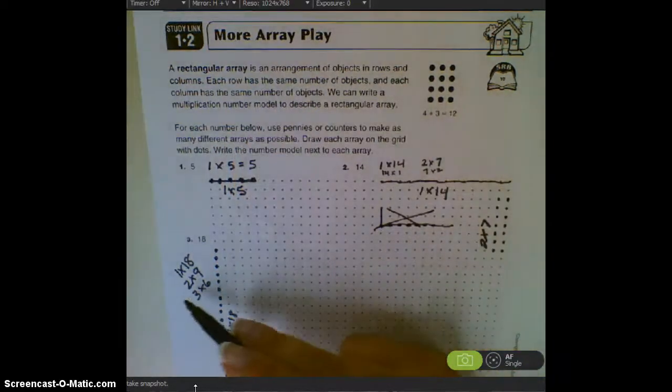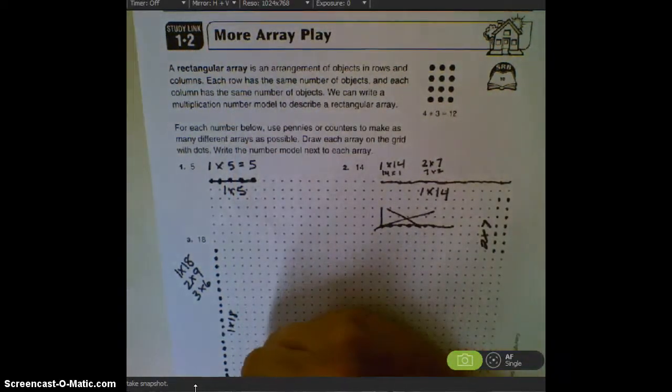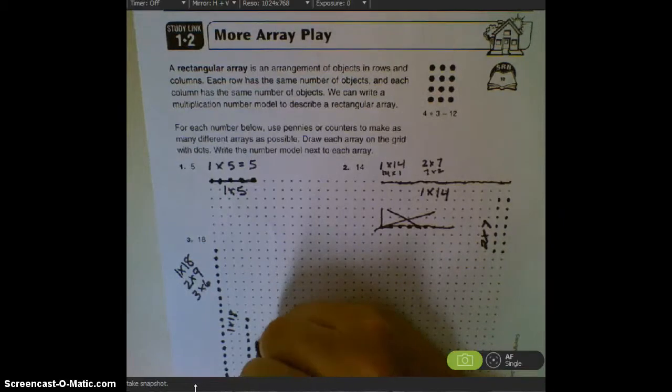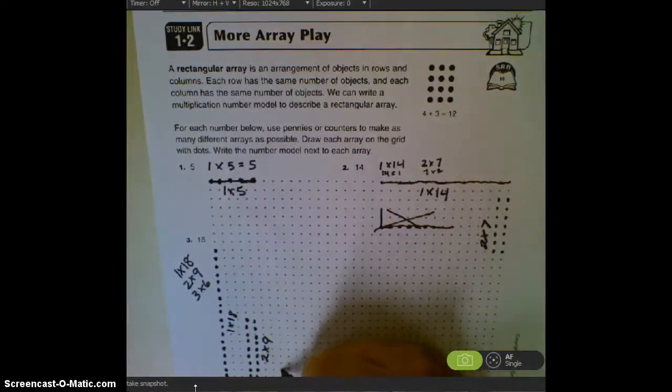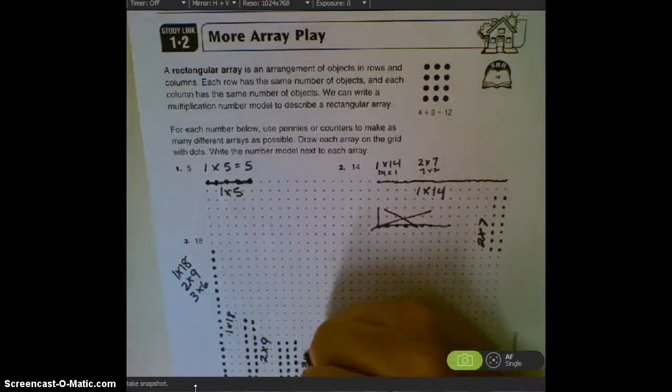And then on this one I've got a 2 by 9. So 1, 2, 3, 4, 5, 6, 7, 8, 9, and I need 2 rows of that. And that was a 2 by 9. And then the last one I've got is a 3 by 6. And now I need 3 rows of those. And there's my 3 by 6 array.